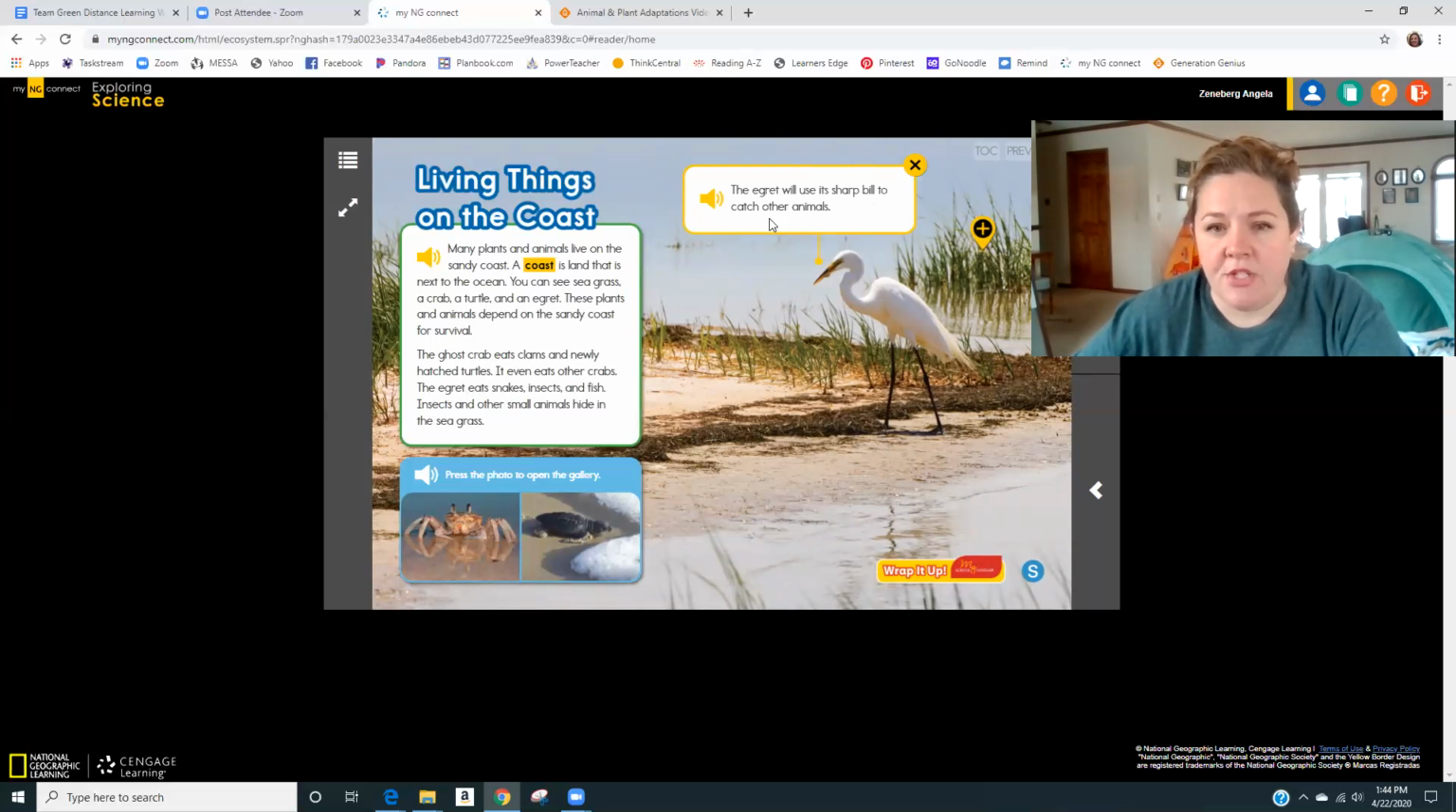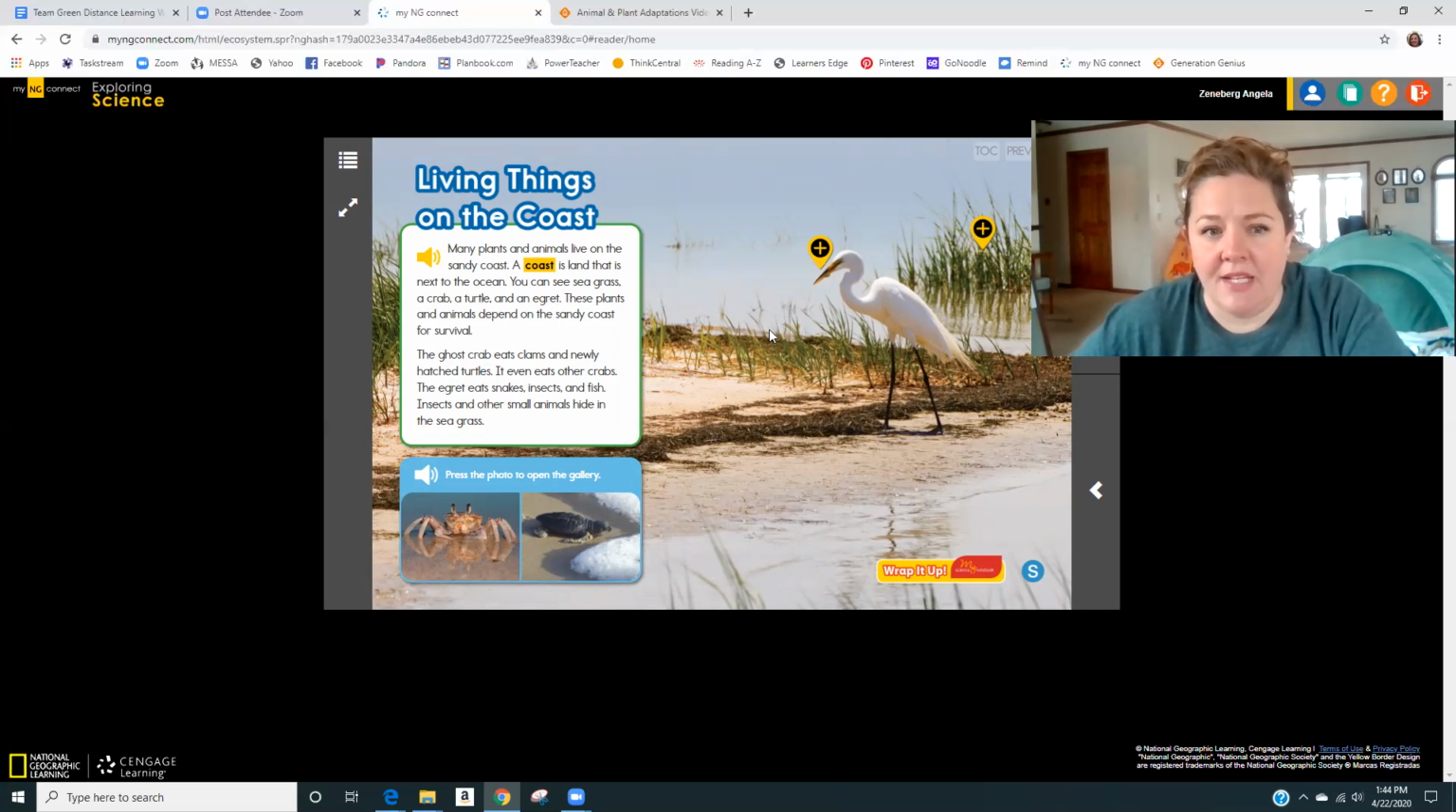The egret will use its sharp bill to catch other animals. These plants and animals depend on the sandy coast for survival. They all live here, the grasses, the other animals, and they depend on each other for survival. The ghost crab eats clams and newly hatched turtles. It even eats other crabs. And the egret eats snakes, insects, and fish. And the insects and other small animals hide in the seagrass.